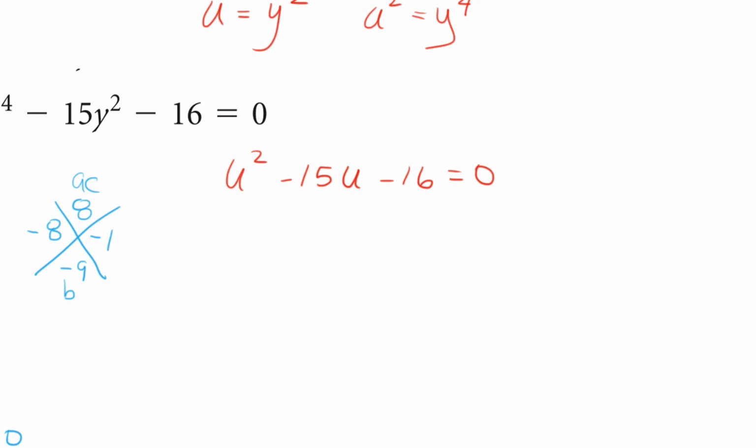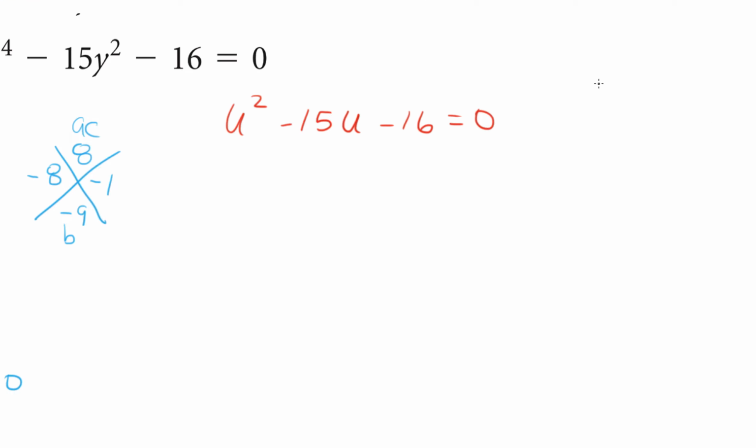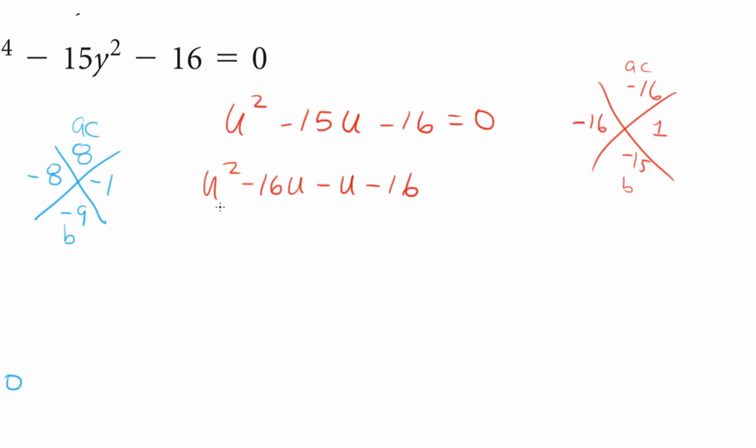So the x method here, A times C is negative 16, and B here is negative 15. Two factors of negative 16 that when you add them give you negative 15. Well, negative 16 and positive 1. So you have u squared minus 16u plus u minus 16. You factor the first two and the last two. Here we can only factor a u. You're left with u minus 16.